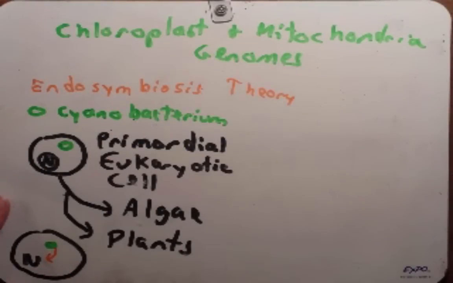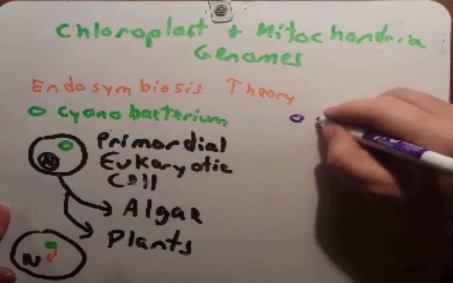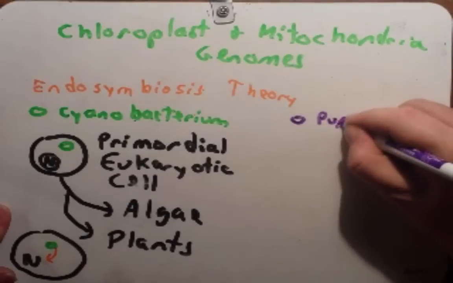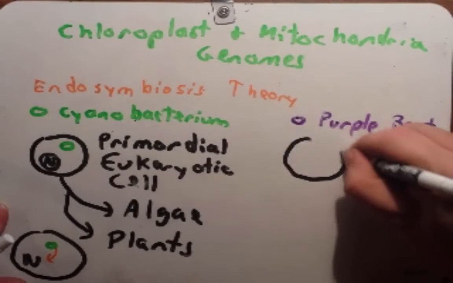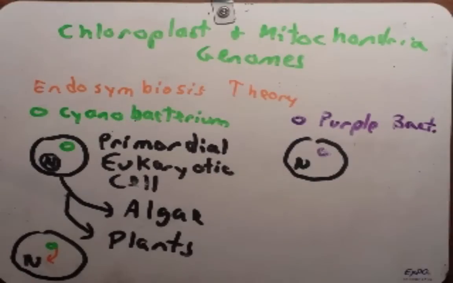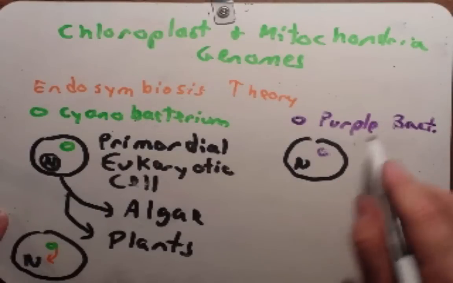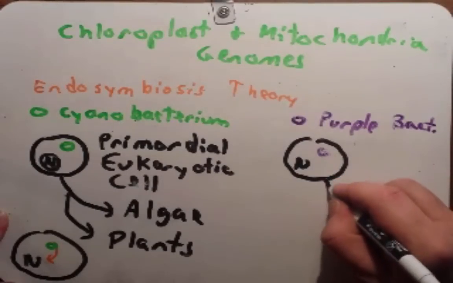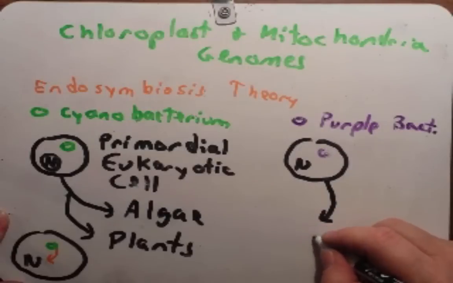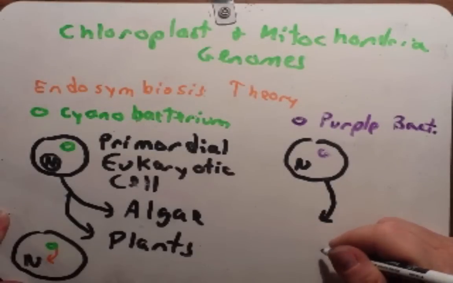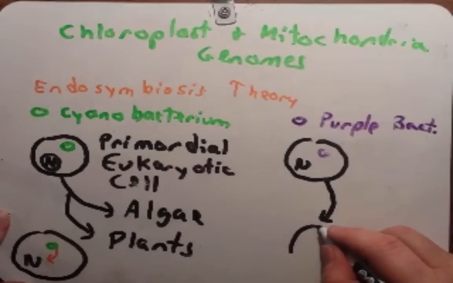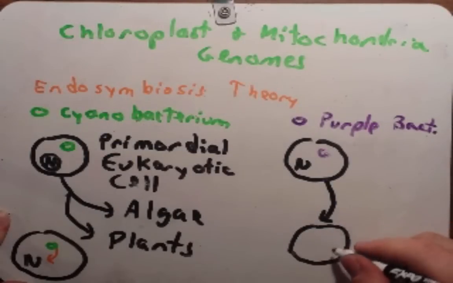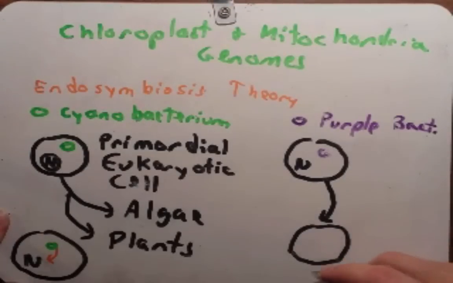Now let's look at mitochondria. Mitochondria came from what we'll call a purple bacterium. It also was taken up by one of these primordial eukaryotic cells, and this also gave the primordial cell a distinct advantage because it could now make more energy through respiration in an environment that was increasingly oxygen rich. Being able to use the oxygen instead of the oxygen killing the cells was a pretty heavy advantage.